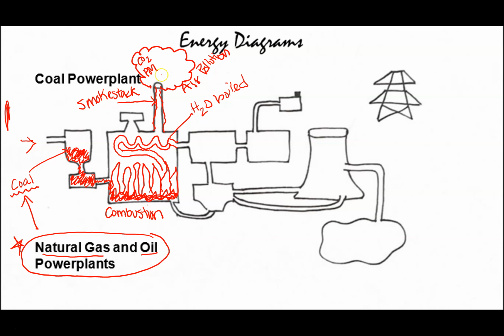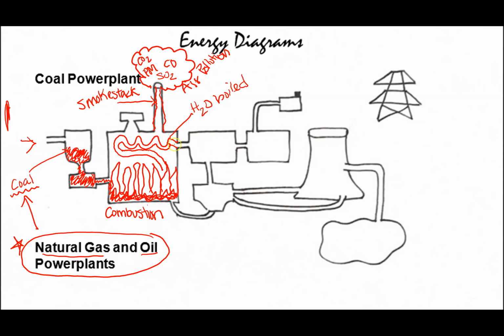SO2, sulfur dioxide, CO, carbon monoxide, poisonous. Okay, so all of that comes from coal combustion, and it gets put straight up into the air. All right, let's come back down to our boiling water.